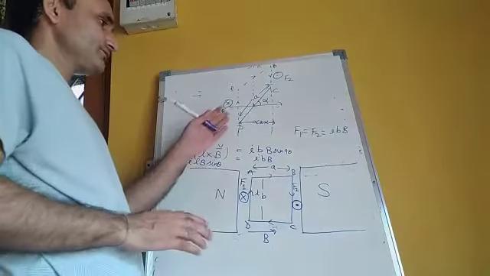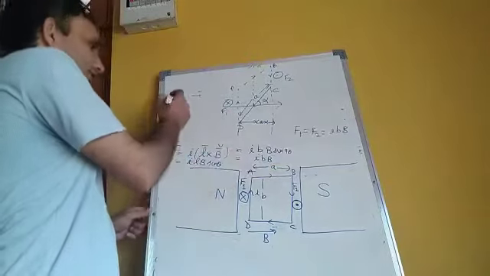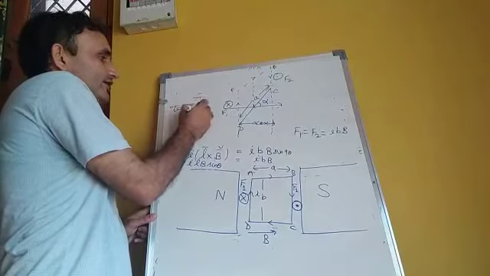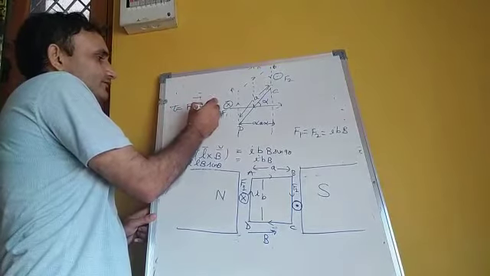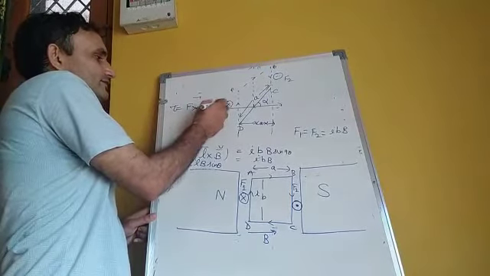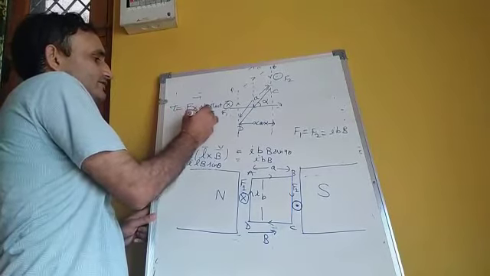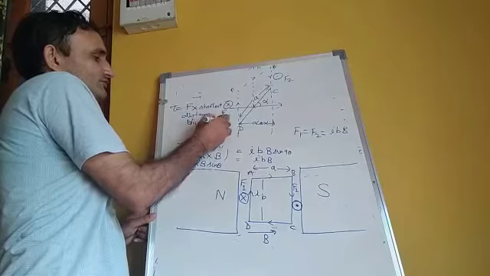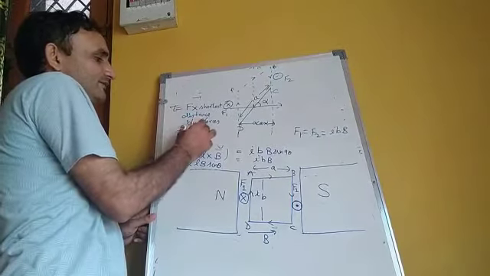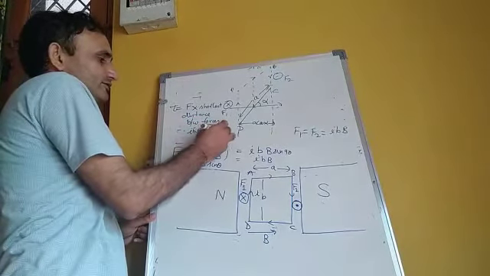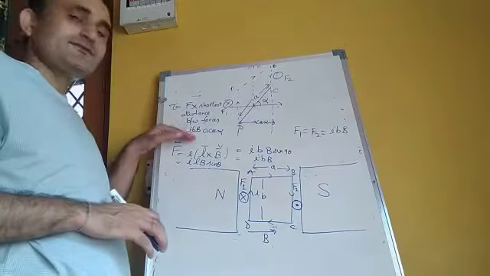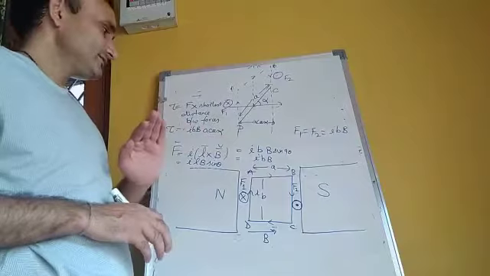Now for torque we will put force into shortest distance between forces. So that will be IlB into a cos alpha. So this is our torque. This is the force, this is our shortest distance.